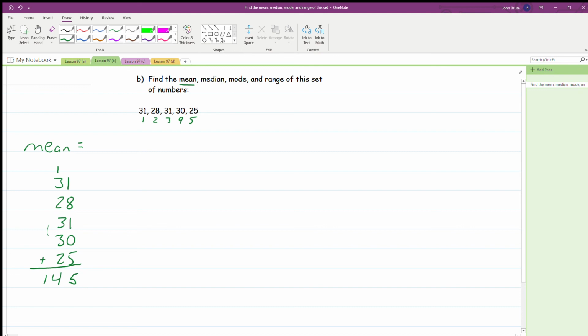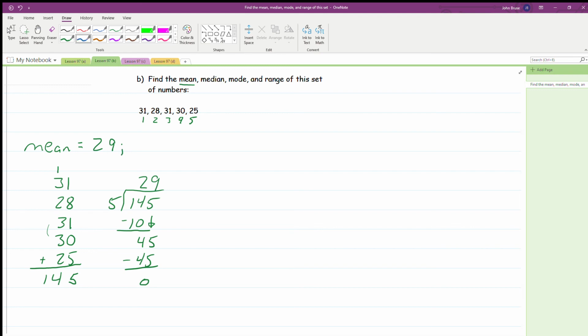Now we had 5 numbers, so we're going to take 145, and we're going to divide it by 5, because there were 5 numbers. And 5 goes into 14 2 times. 2 times 5 is 10. We subtract. We've got 4, and we're going to bring down our 5. And then I know that 5 times 9 is 45, so if I divide 45 by 5, I'm going to have 9 in my quotient. 9 times 5 is 45. We subtract, we've got 0. So our average or mean for this set of scores or numbers is going to be 29. So we'll write 29.9. Put a little semicolon there.